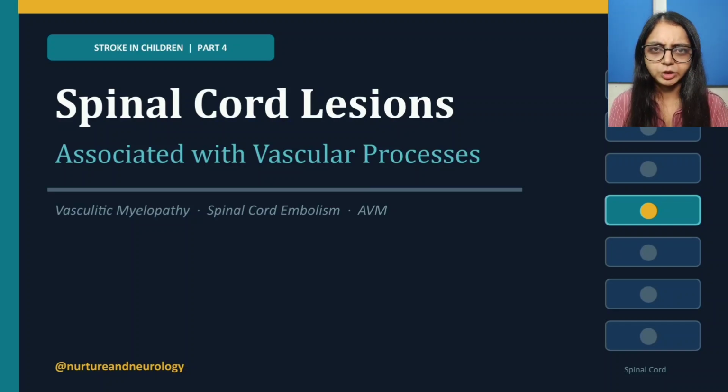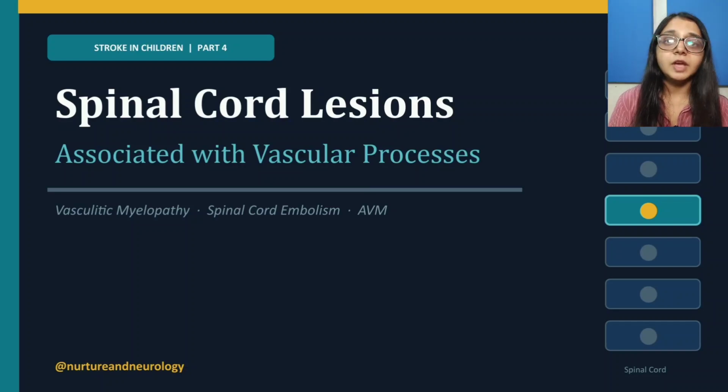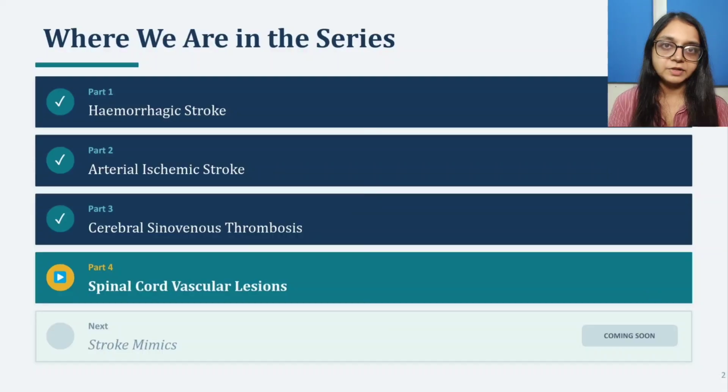We are wrapping up our Stroke in Children series today, part 4. If you haven't watched parts 1 through 3 yet, I've linked them in the description. We've covered hemorrhagic stroke, arterial ischemic stroke and cerebral sinovenous thrombosis. Today, we're talking about something a little different, vascular lesions in the spinal cord. And next time, we are going into stroke mimics. So, stay tuned for that.